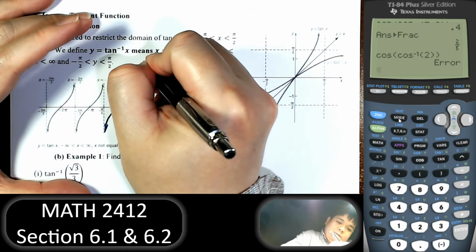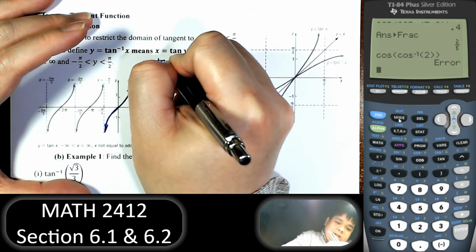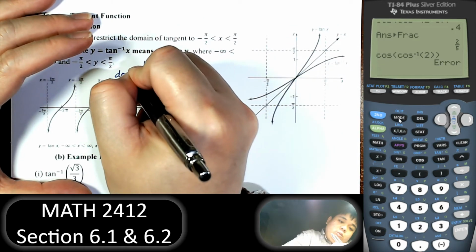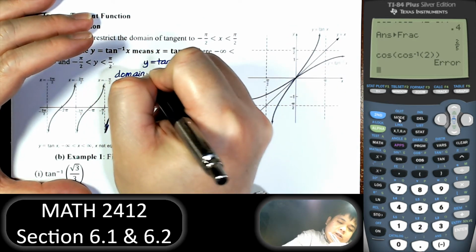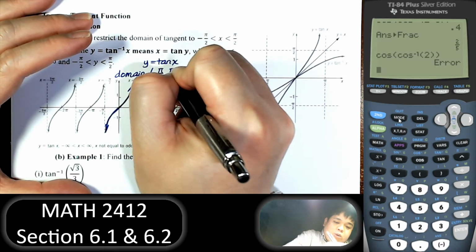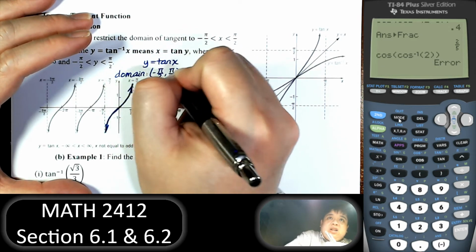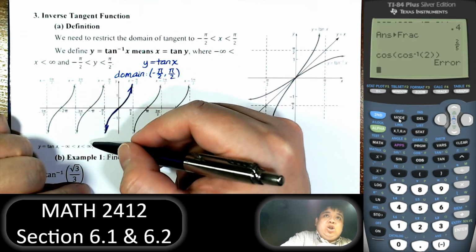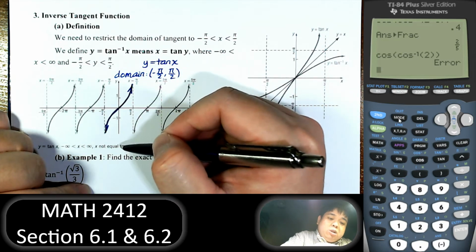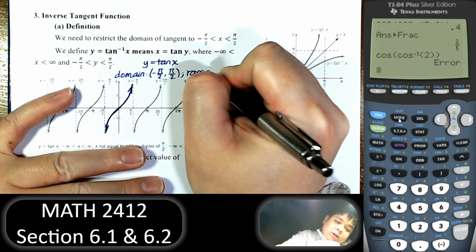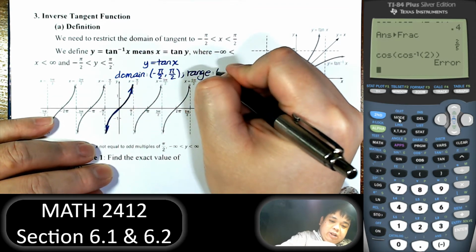When we have y equal to tangent of x, if we want it to be 1 to 1, the domain has to be between negative pi over 2 and pi over 2. Notice that this is not the bracket, this is the parentheses. This is not including the pi over 2 and negative pi over 2, which are the asymptotes. And then the range is negative infinity to infinity.